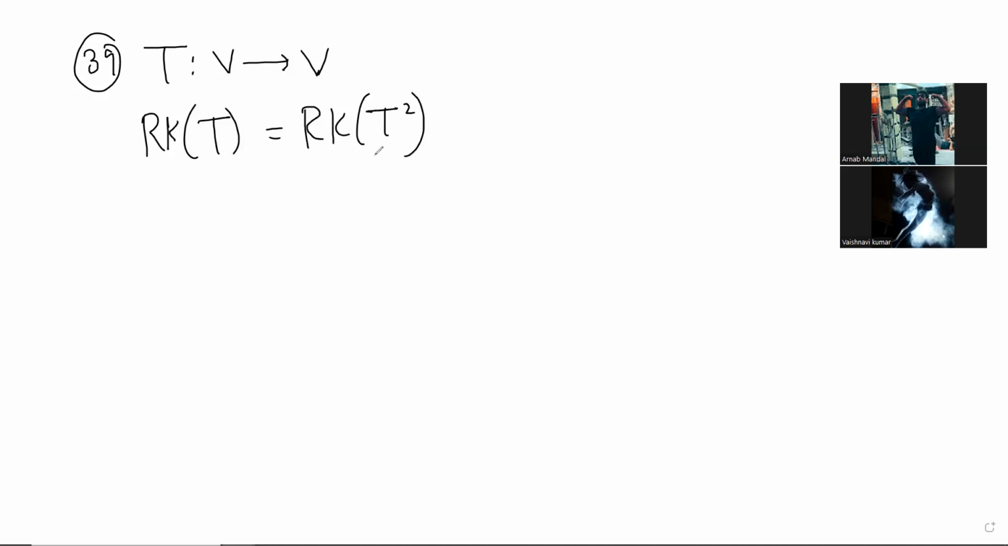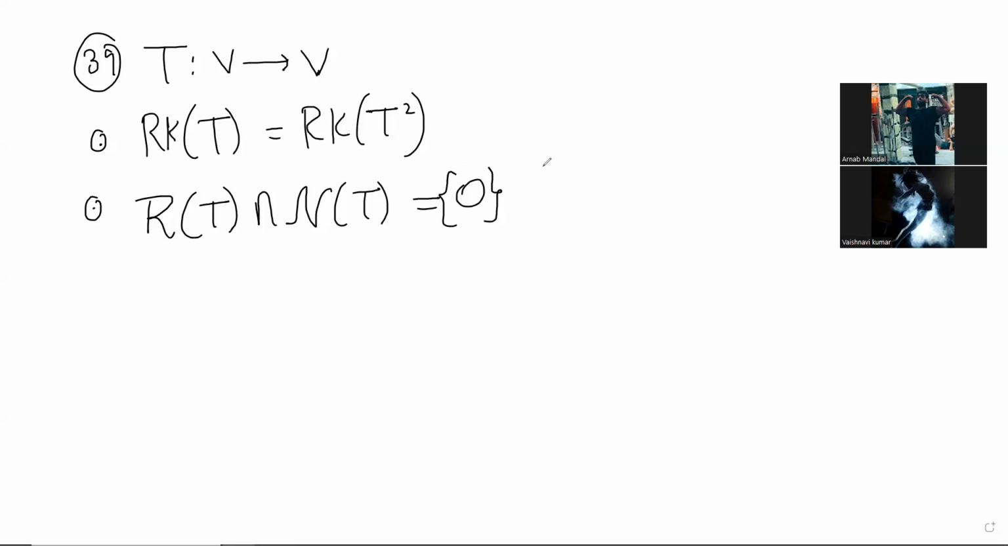Right. So then part two of the question asks if the range of T is equal to the range of T square, which we already discussed. Okay, it seems like we have discussed everything about that question already. And then they are asking, is the range of T intersection null space of T zero? That's their question. Yes or no?